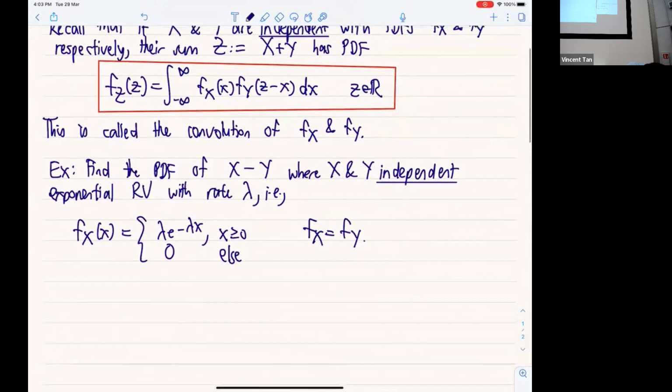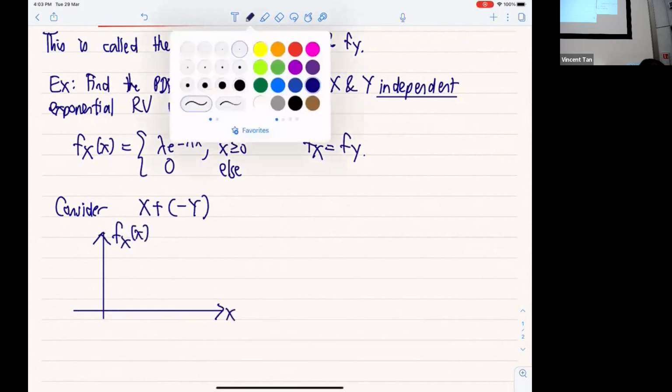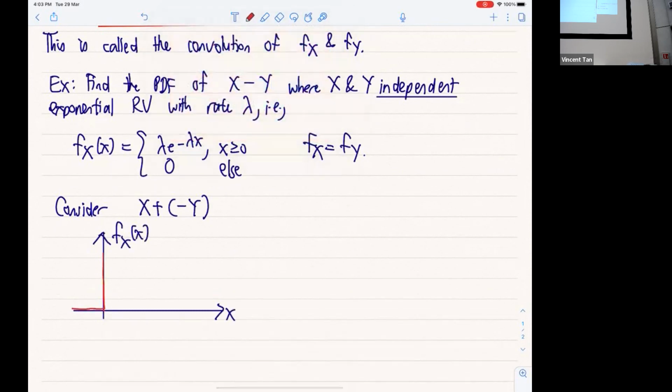We can consider using the formula on x plus the random variable minus y. We have x, which is this guy, but minus y we don't have. Nevertheless, let us draw a picture. So x has a particular exponential random variable form, so its PDF looks like the following. This is fx of x, and the PDF is actually 0 on the left-hand side, and then it grows to this, and it decays like the following. And this curve here is lambda e to the minus lambda x. So that is the PDF of x.